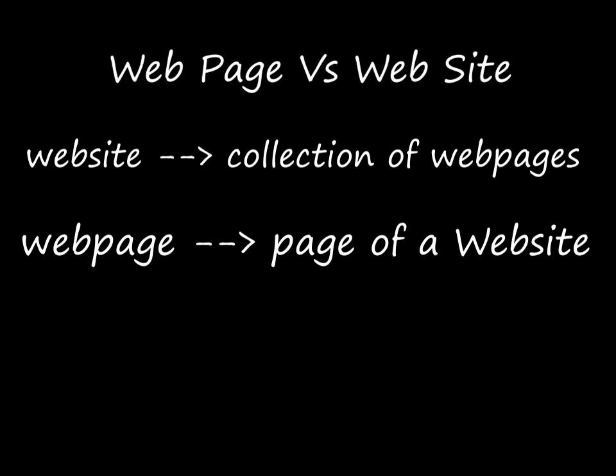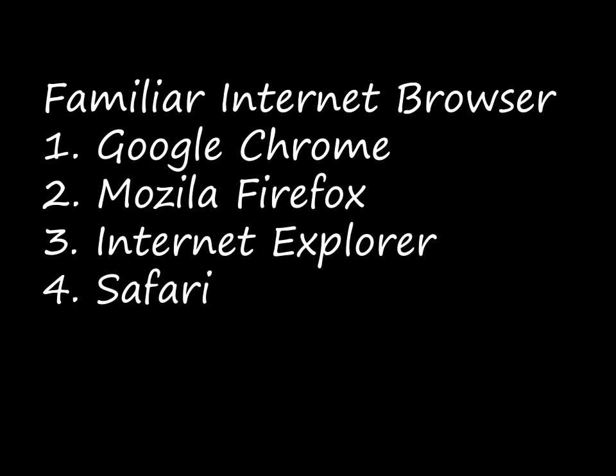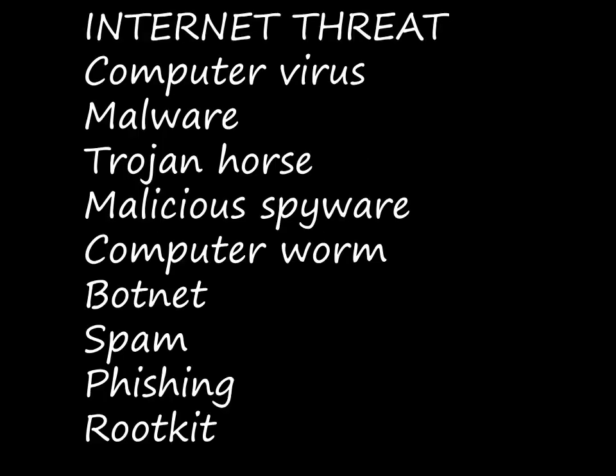So we have seen about web page, website, browsers, and the familiar internet browsers also, right? Google Chrome, Mozilla Firefox, Internet Explorer, Safari and all. Before that, we have seen about internet threats, including computer virus, malware, Trojan horse, malicious software, computer worm, botnet, spam, phishing, rootkit, right? Before that, we have seen what is sent in email, and then the advantages of email.